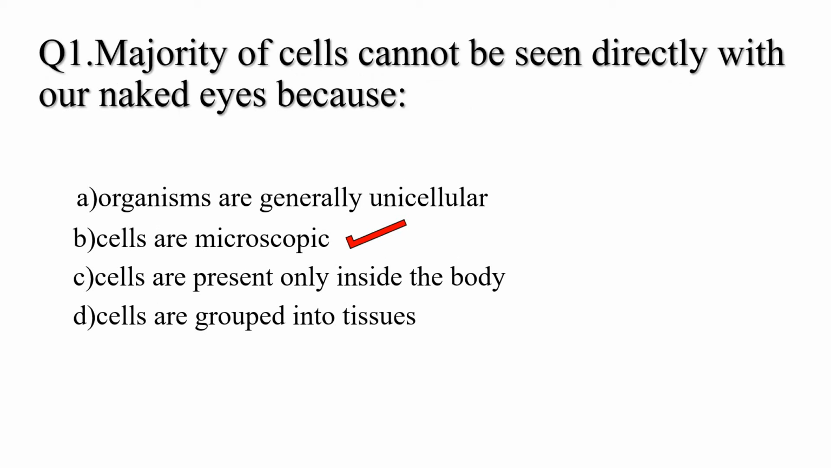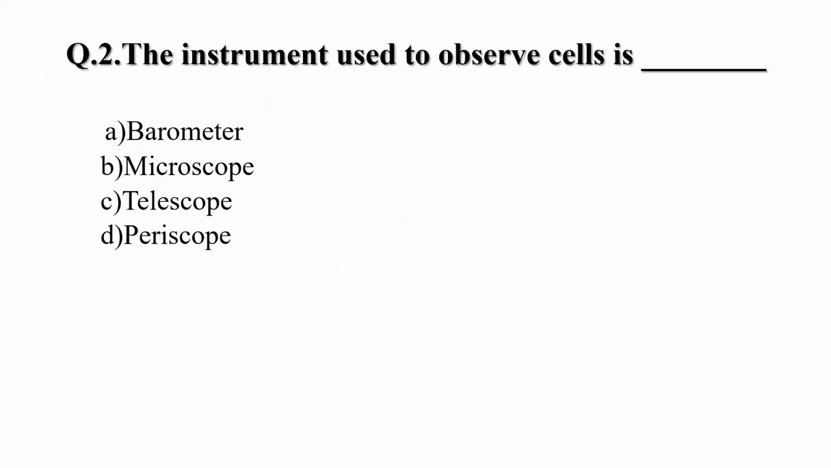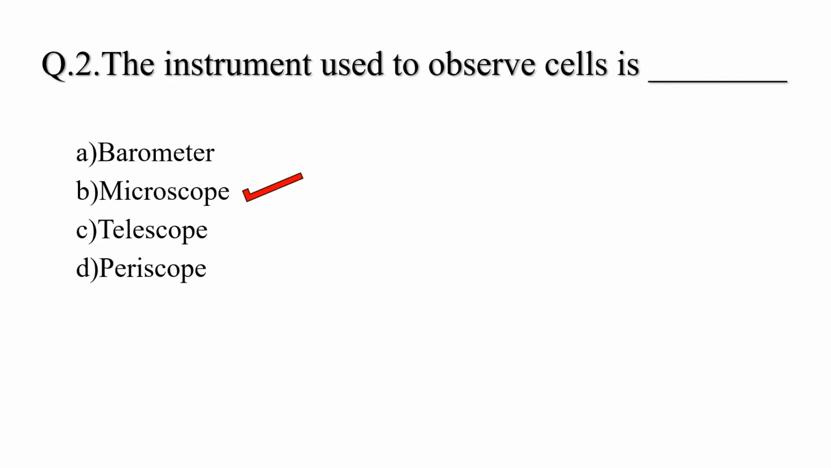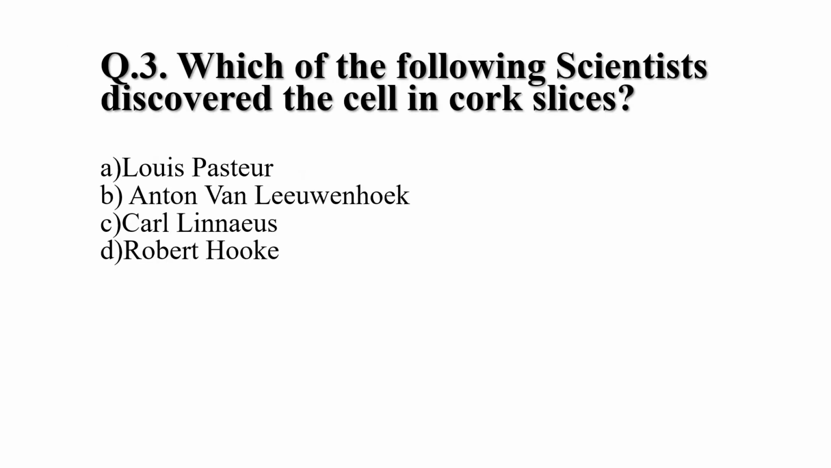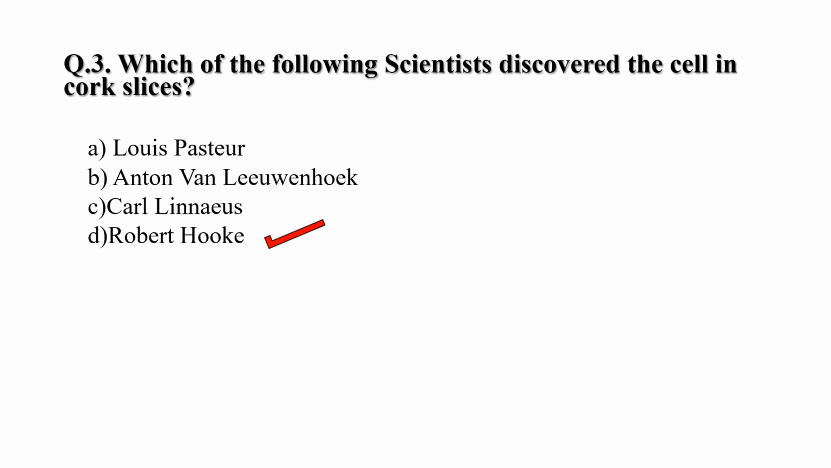Cells are microscopic. Question 2. The instrument used to observe cells is: A. Barometer, B. Microscope, C. Telescope, D. Periscope. The right answer is B, Microscope. Question 3. Which of the following scientists discovered the cell in cork slices? A. Louis Pasteur, B. Anton von Leeuwenhoek, C. Carl Linnaeus, D. Robert Hooke. The right answer is D.